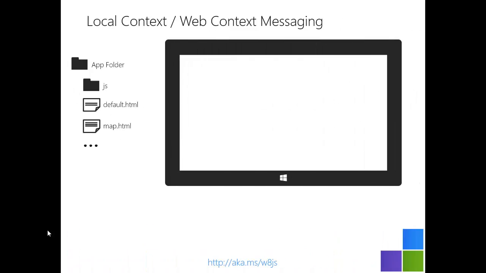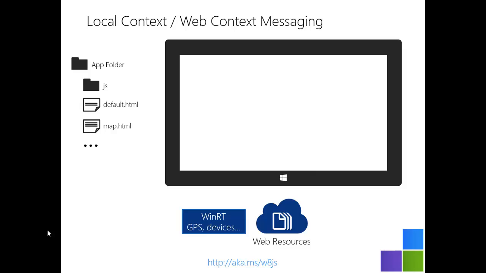To better understand the local and web contexts, let's take a look at how we'll be using them in the demo app we're about to build. Remember, when your app is installed from the store, it exists in a folder on the device itself. Now, the app may also want to access other resources. For example, it may want to be able to communicate with the Windows runtime. In our demo, we'll want to access the GPS. It might want to access resources on the web, like images or videos, and it might want to access scripts that are hosted on web servers.